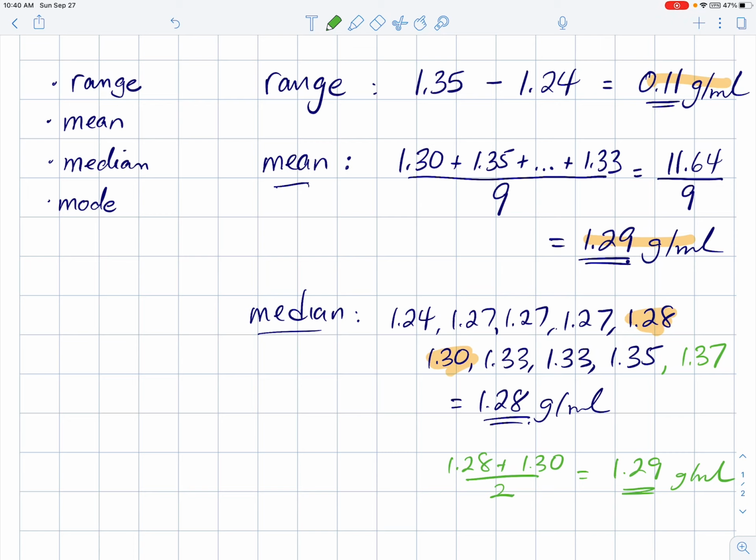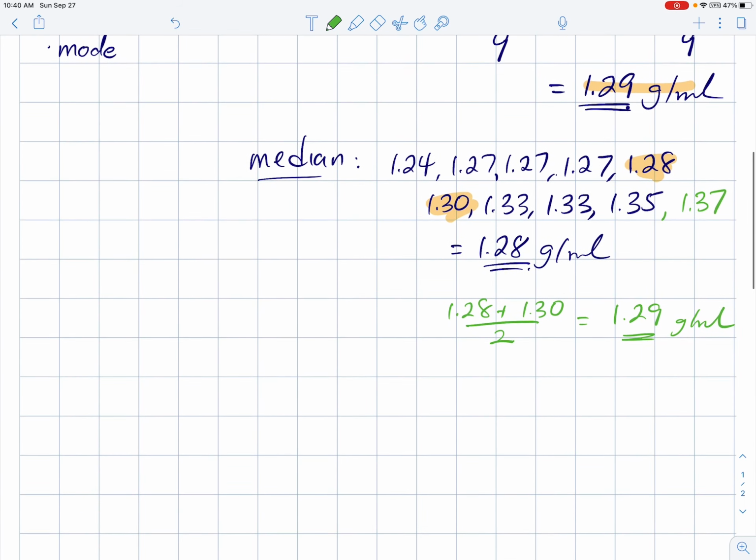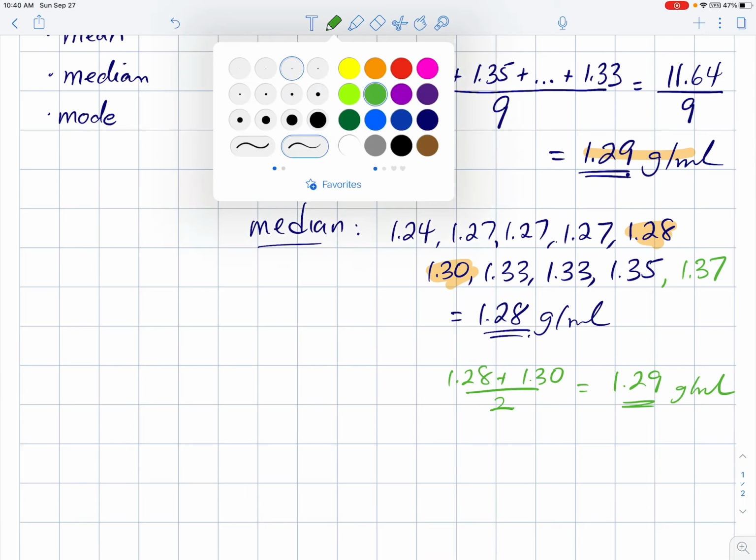All right, so when there's an odd number of values, the median is very simple. It's the middle one after you have arranged them from smallest to biggest. If you have an even number of values, then you'll have 2 middle values. You take the mean of those 2 middle values.